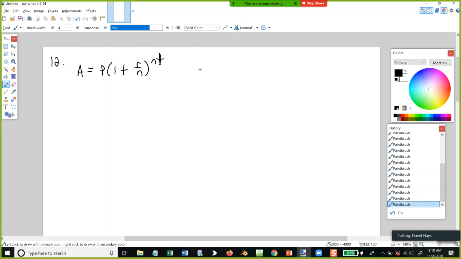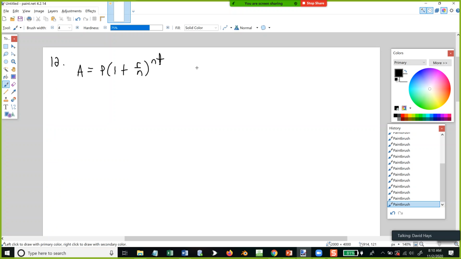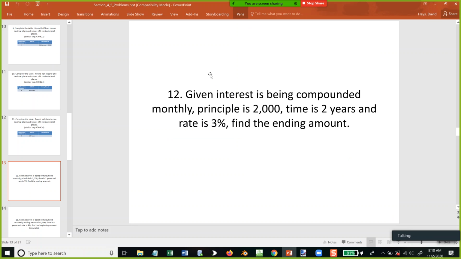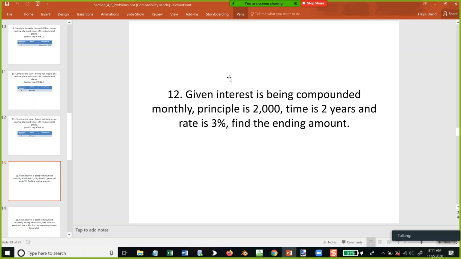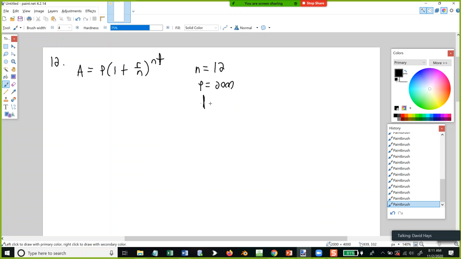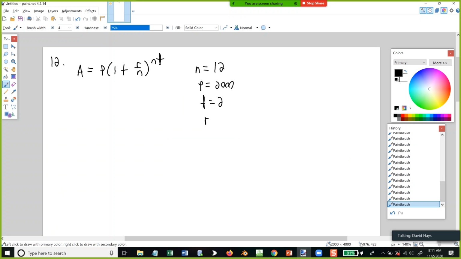And let's write down what they give us. Given interest being compounded monthly. Now, compounded monthly gives us our N. N is the number of times compounded per year, so if it's compounded monthly, N is 12. Principal is 2,000. Time is 2 years, so T is 2. And rate is 3%, so R is equal to 0.03.